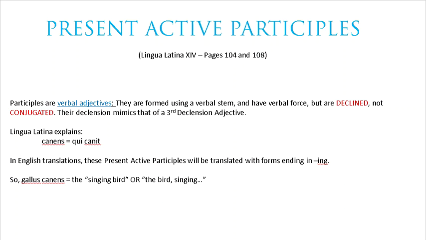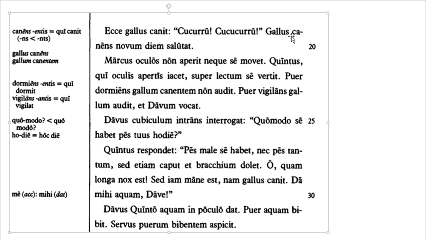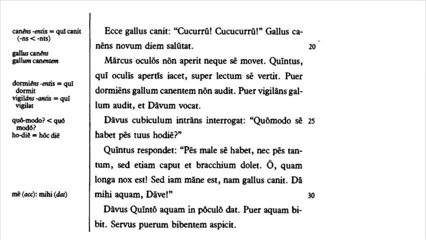So if you were to turn to page 104, you would see this piece of text with the Gallus singing: "Ecce Gallus canit." Then you're introduced to the participle right here, where it says "Gallus canens novum diem salutat," all right? So right there, the participle is this, canens, all right? So I'll explain a little bit about what participles are, and then I'll go on to explain the formation, how to translate them.